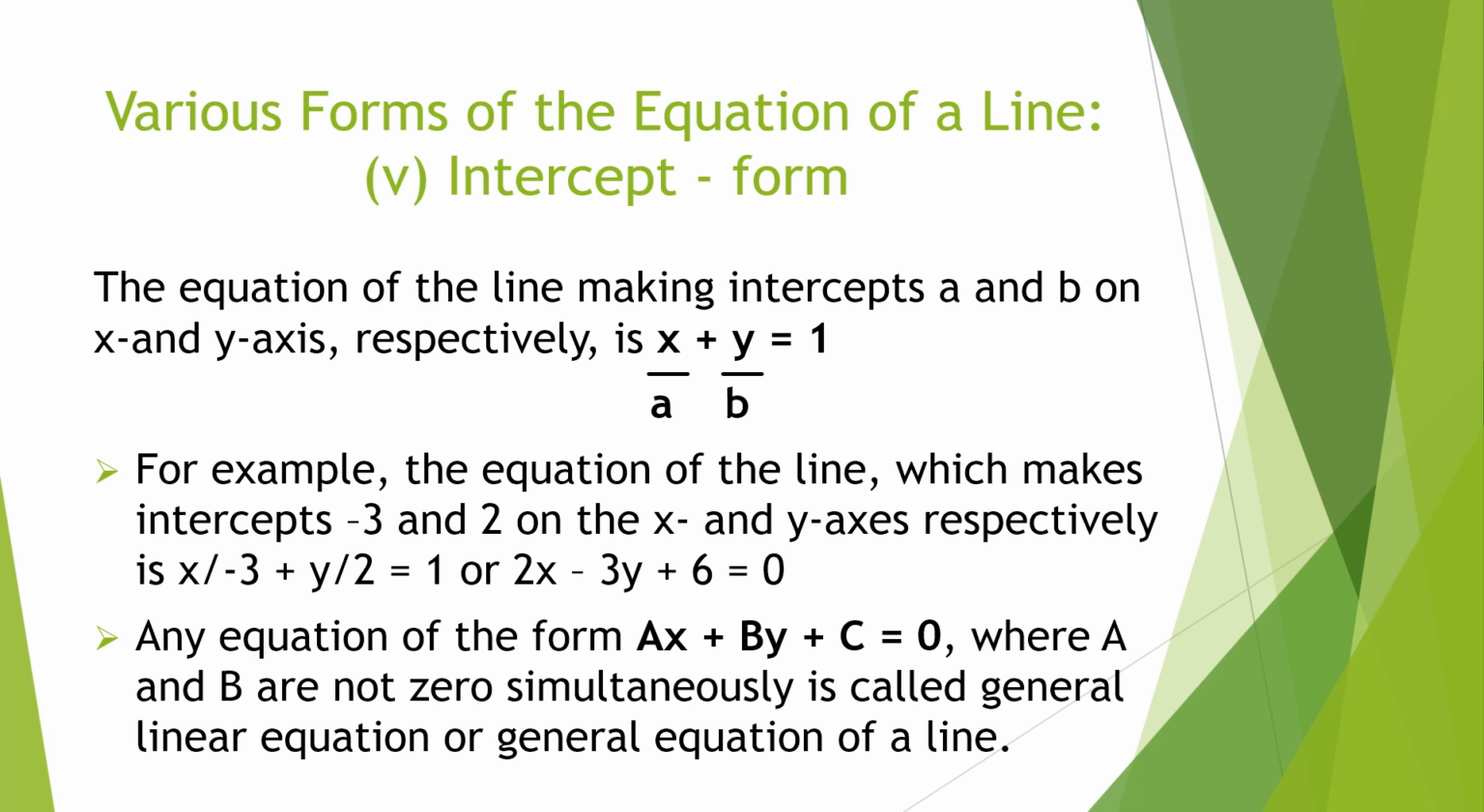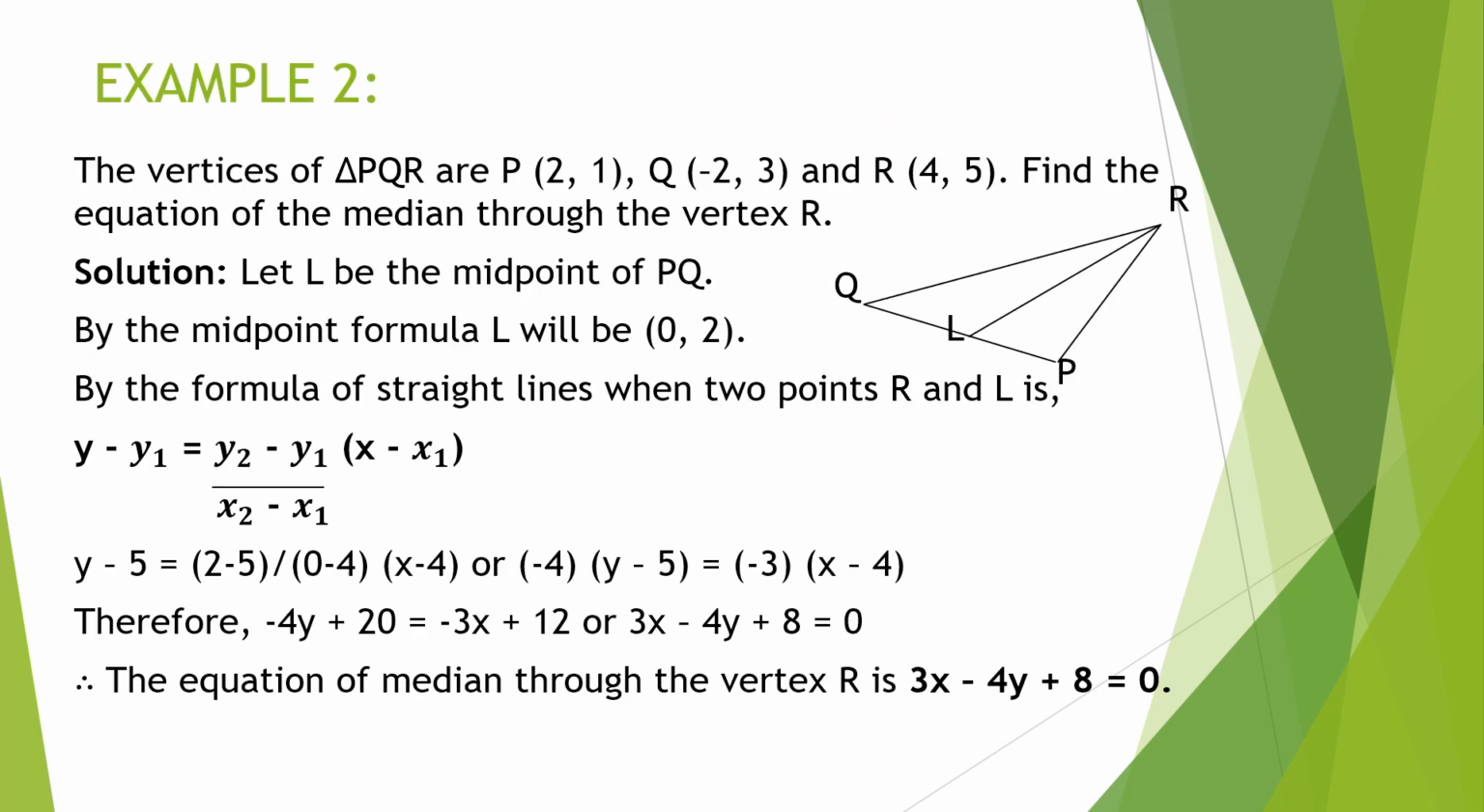Now, any equation of the form ax plus by plus c equal to 0 where a and b are not zero simultaneously, is called the general linear equation or the general equation of a line. Now, based on the 5 forms of the equation of line which we have seen, let us do the examples. Example: the vertices of triangle PQR are P(2, 1), Q(-2, 3) and R(4, 5). Find the equation of the median through the vertex R.